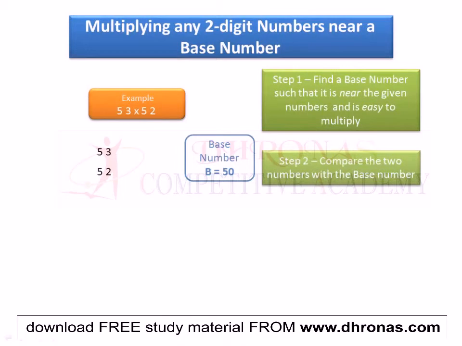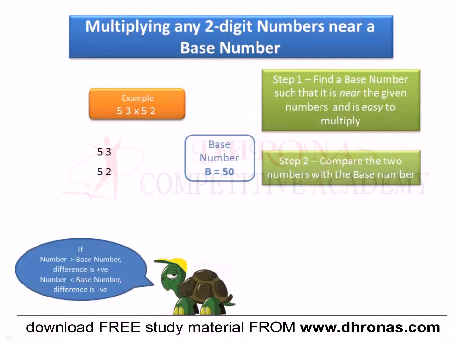The next step is to compare these numbers 53 and 52 with the base number 50. Now, since 53 is 3 more than 50, we put the plus 3 sign there. And since 52 is 2 more than 50, we say the difference is plus 2 in this case.